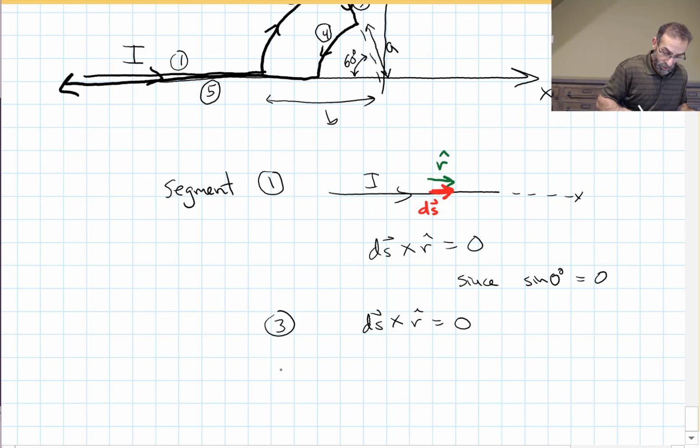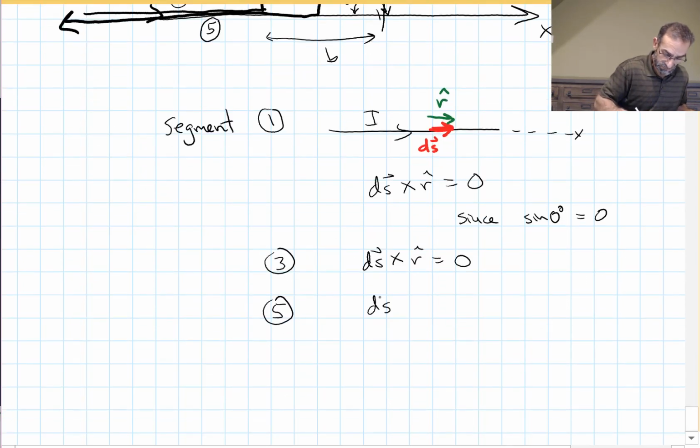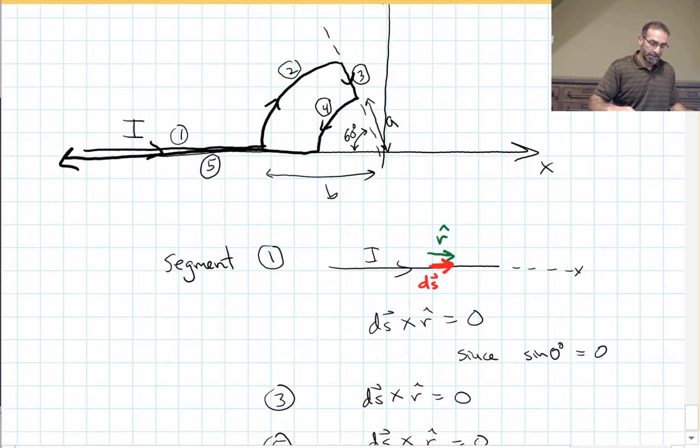And let's do one more. Segment 5, ds is pointing out towards negative infinity. R hat is pointing toward the origin. We get a sine of 180 degrees. We get ds cross r hat is 0. So I did the 3 easy ones first, right? We've got 0 for segment 1, segment 3, and segment 5. Now let's do the curved segments.